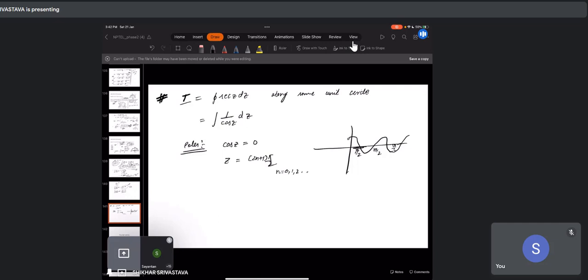So your poles are lying... I think the question they have asked two things. What is this integral I? And second, what are the singularities? So your singularities will be simple, at z equal to (2n plus 1) pi by 2, where n is 0, 1, 2. And your integral, since they have asked you to do this along some unit circle curve, unit circle means the radius of the curve is 1, radius of the circle is 1.